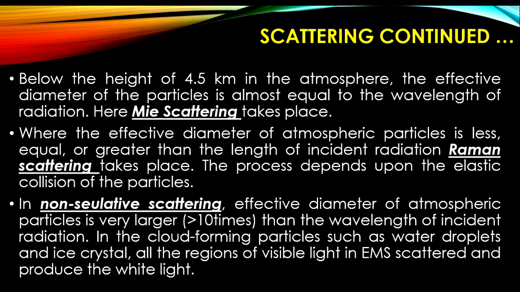In non-selective scattering, the effective diameter of atmospheric particles is very large, 10 times the wavelength of incident radiation. In cloud forming particles such as water droplets and ice crystals, all the regions of visible light in the electromagnetic spectrum are scattered and produce white light.